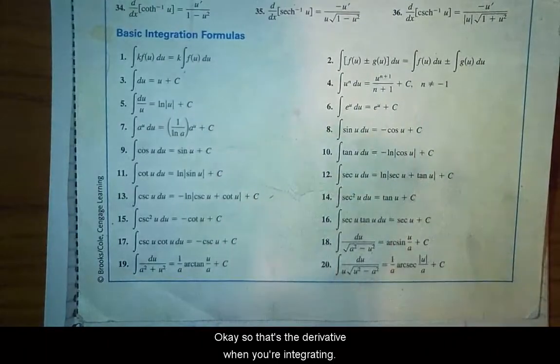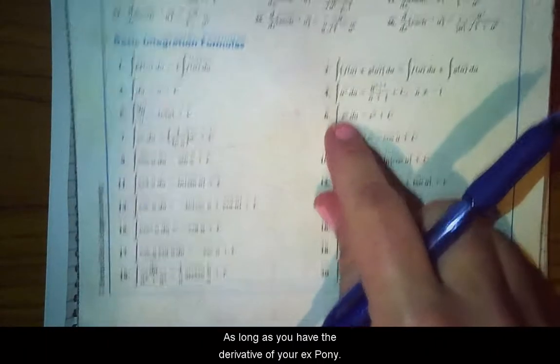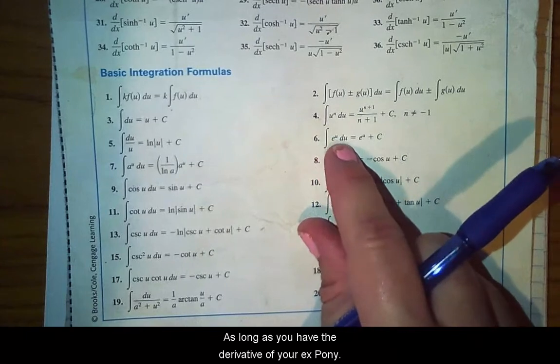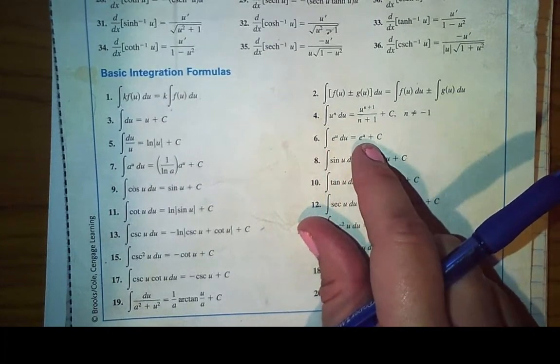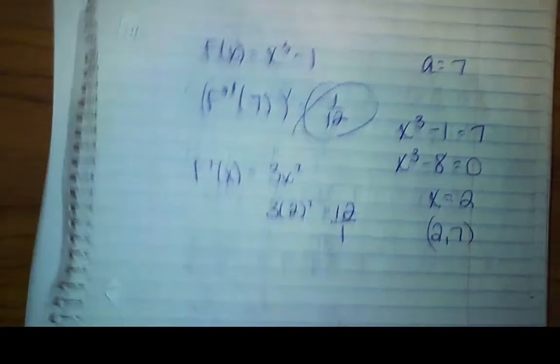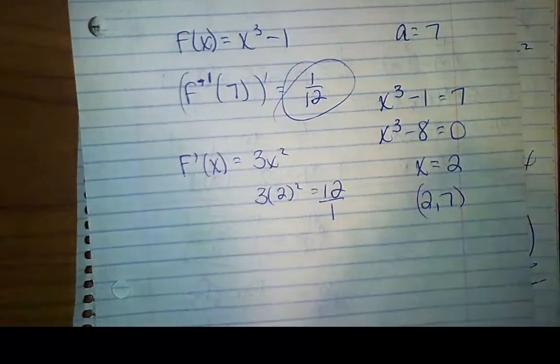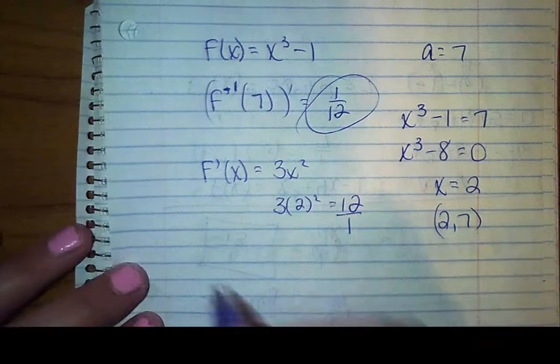When you're integrating, as long as you have the derivative of your exponent, then the integral is just e to the u plus c. Okay, so we're going to do a series of both in this section, and combine it, of course, with product rule and all that kind of good stuff. So for number one, we have find the derivative of the function.